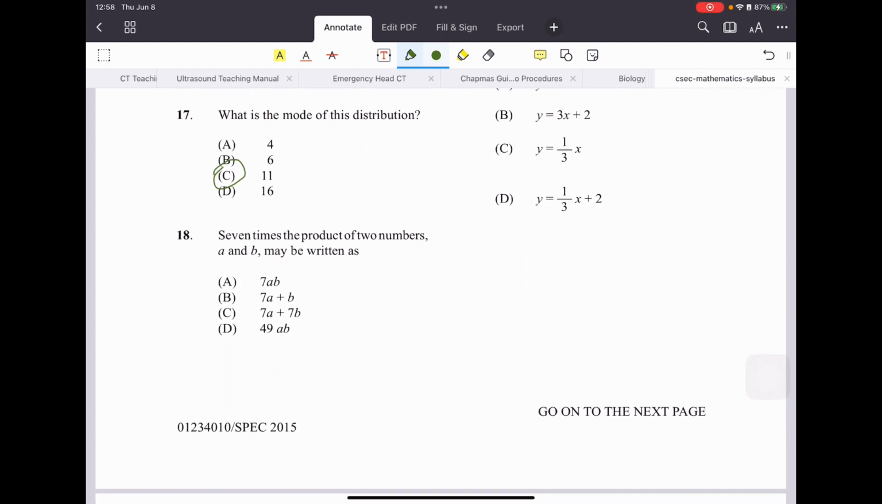Now we can move on to some algebra, the exciting stuff. 7 times the product of 2 numbers, a and b, may be written as. So in algebra, when you're talking about multiplication, there's no real need to put a multiplication sign. So 7 times is 7 times, and the product is also multiplication. So the product of 2 numbers is a multiplied by b. In algebra, we don't use multiplication signs, we just leave them out, so you get 7ab. 7ab means 7 by a by b. Alright?